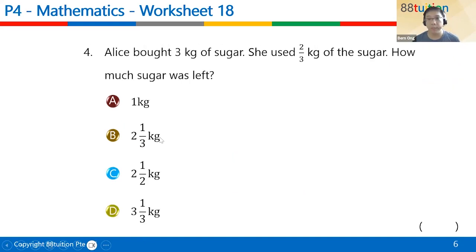Question 4. Good Carrot, I need you to take a look at this question. All right, question 4. So Alice bought 3 kg of sugar. This 3 kg represents the what? Good Carrot, what can you tell me? Is it the total, the used, or the left?